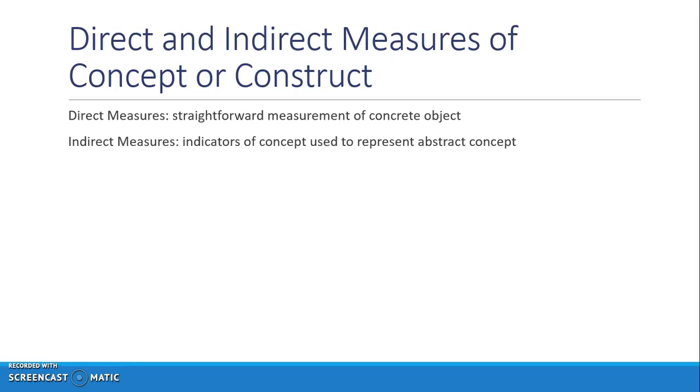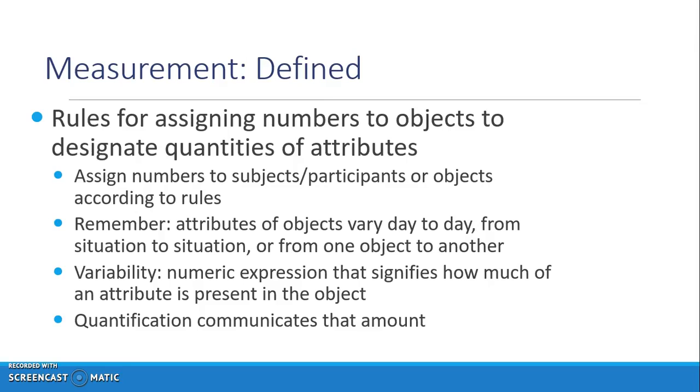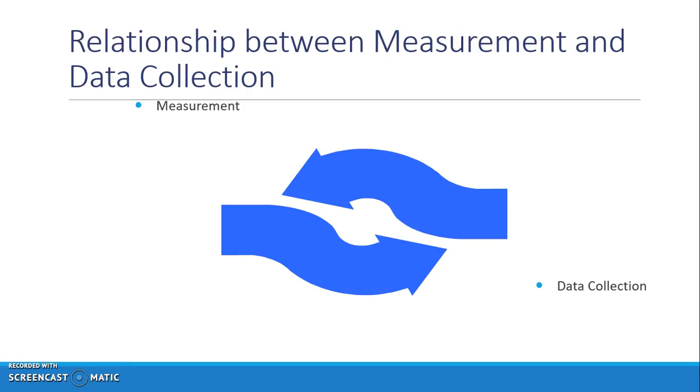So when you're looking at measurement, you're thinking about rules that assign numbers to these objects so you can quantify them. But they vary day to day depending on who the participant is as they respond to it. So the idea of variability is very important, even in terms of the way people change day to day, but you're trying to quantify that construct in the moment when you measure it. There's always a relationship between measurement and data collection, so you have to think about that, especially for where it fits in a study.